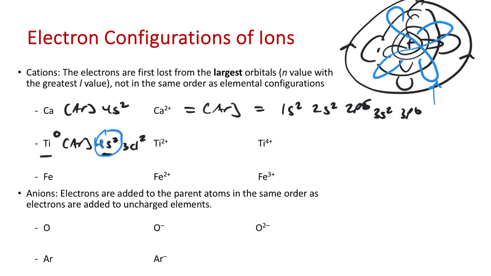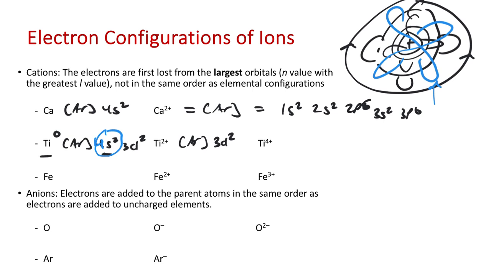And so that's going to have to be the orbital that we lose electrons from first if we make a configuration for titanium 2+. So the configuration of titanium 2+ should be argon 3d2. And this isn't like an anomaly, this is just the rule.